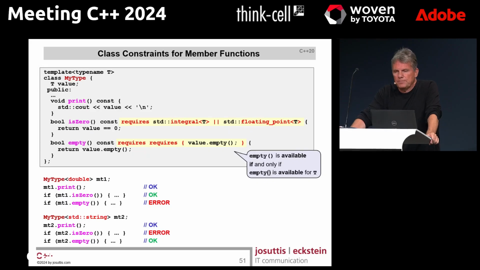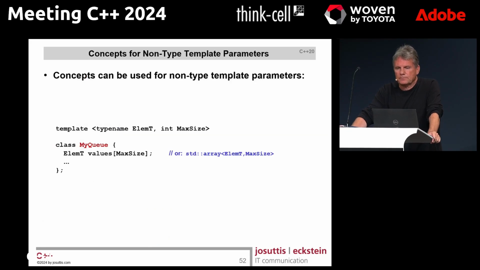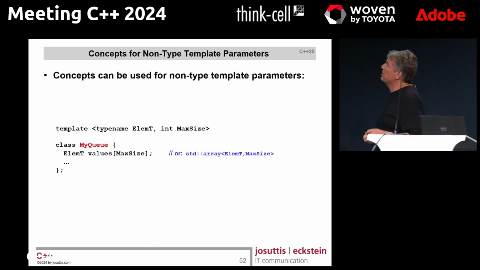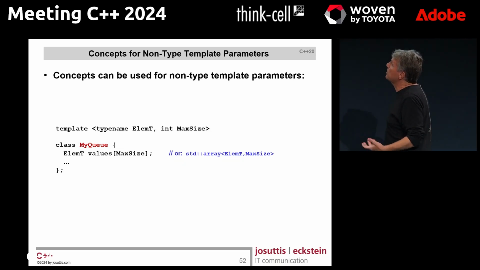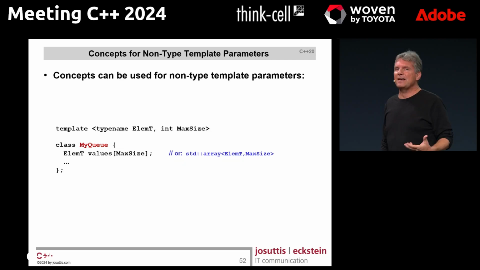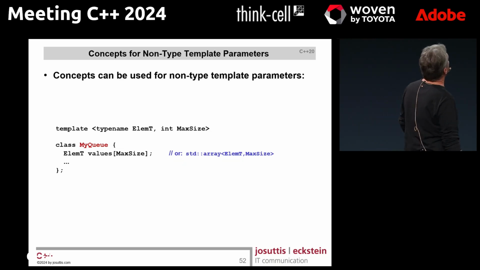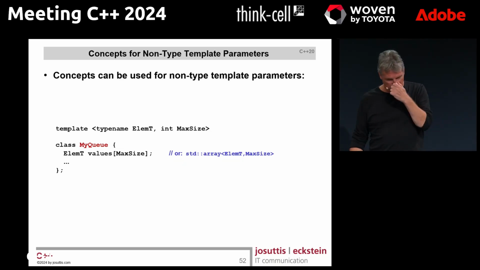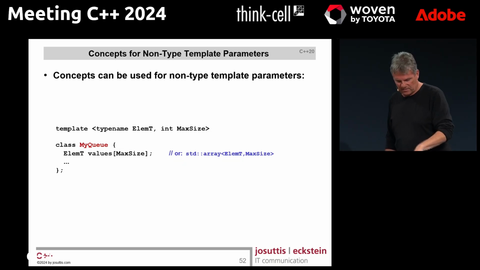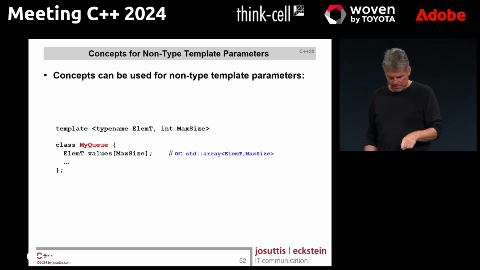Last example at the end, concepts for non-type template parameters. Here's an example for a non-type template parameter. I have a queue with a fixed size, so it's internally using a raw array. Yes, I should use std array, but I was just lazy. Okay. And then, we have an element type and we have a size. And that size is a template parameter. So you can create a queue of 5 int.